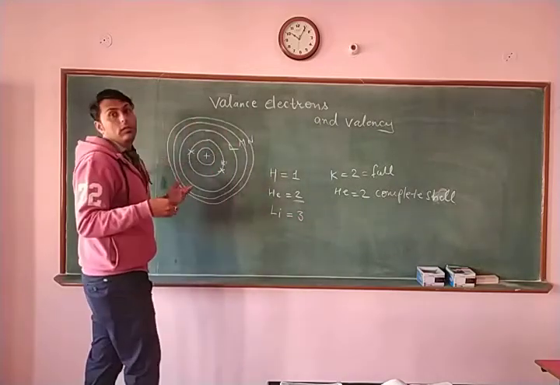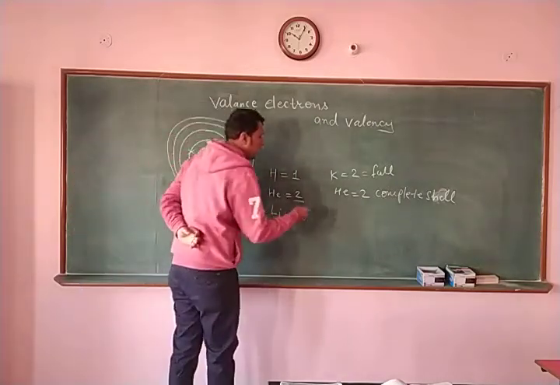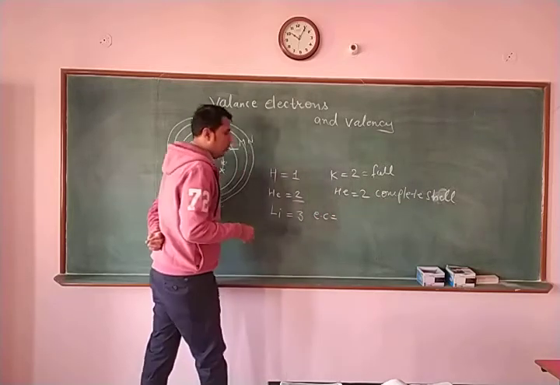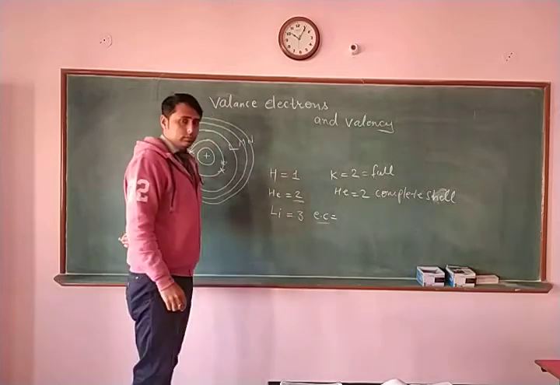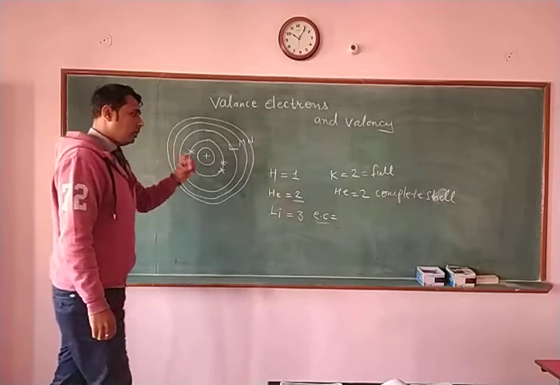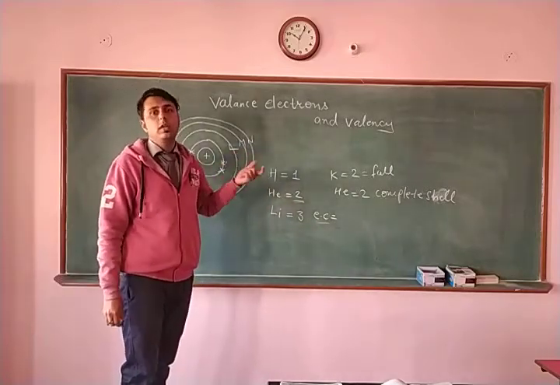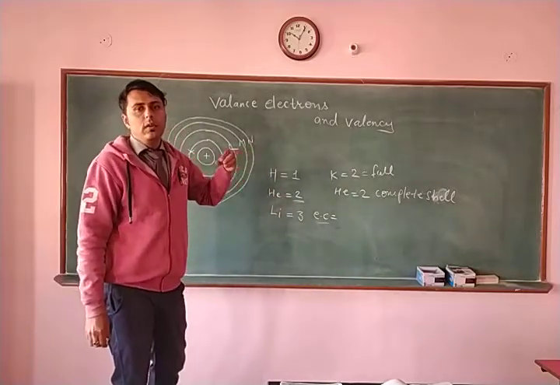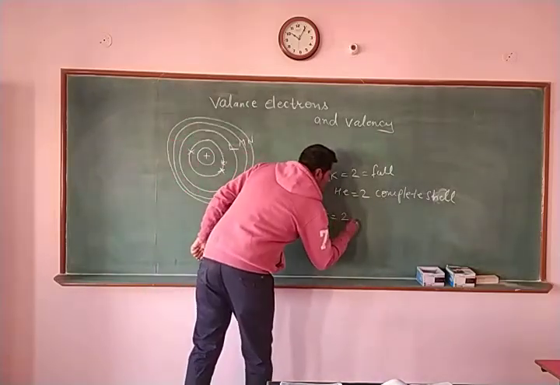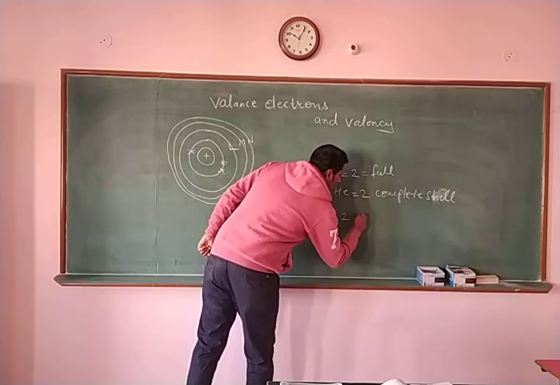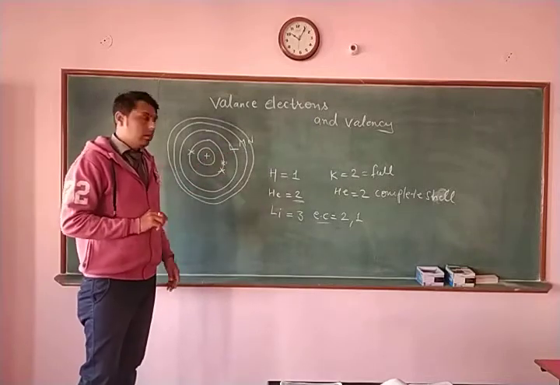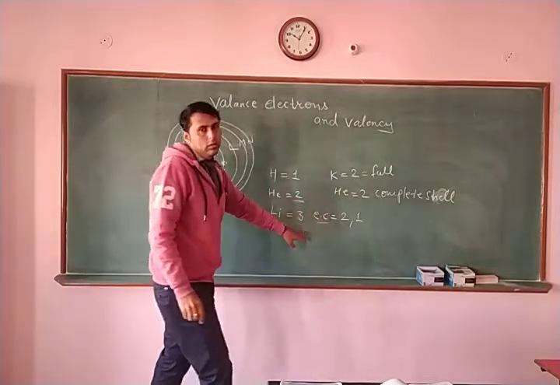If we talk about the configuration of lithium, how can we write it? Electronic configuration, EC, is the short form. And what is electronic configuration? I told you yesterday that electronic configuration is the arrangement of electrons, how they are arranged in the different shells of an atom. So the electronic configuration of lithium will be 2 for K and 1 for L. So 2 and 1. This is the electronic configuration.